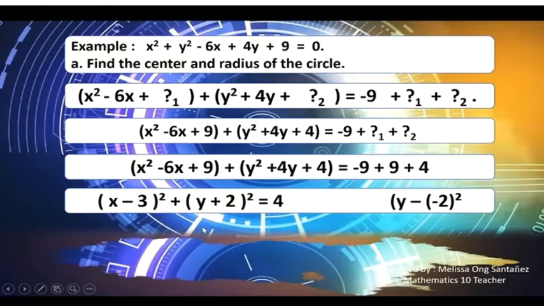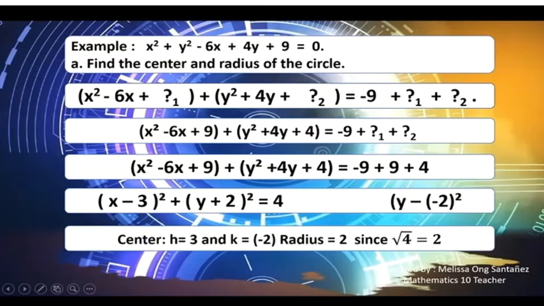Or you can easily just bear in mind, if you see here a negative sign, that means your coordinate for x is positive 3. If you see here positive, that means your y value is negative 2. It's like the inverse of its symbol. So the center, applying what we have learned and discussed, your h is equal to 3. As I mentioned, if you see here minus sign, that means this is positive 3. And if you see here plus sign, that means it's negative 2. And your radius is the square root of 4, since the square root of 4 is equal to 2. So radius is 2. Are you following?